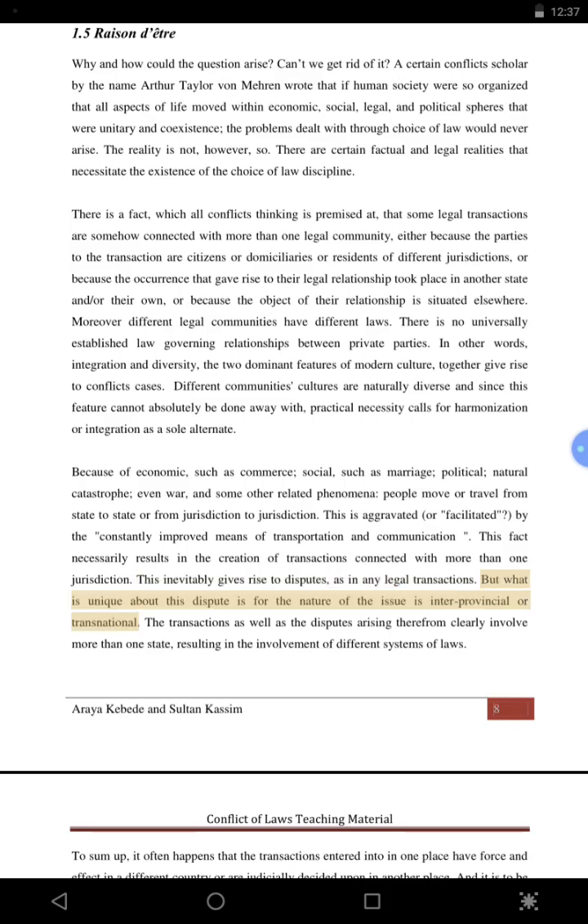But what is unique about this dispute is that the nature of the issue is interprovincial or transnational. The transactions as well as the disputes arising therefrom clearly involve more than one state, resulting in the involvement of different systems of laws.